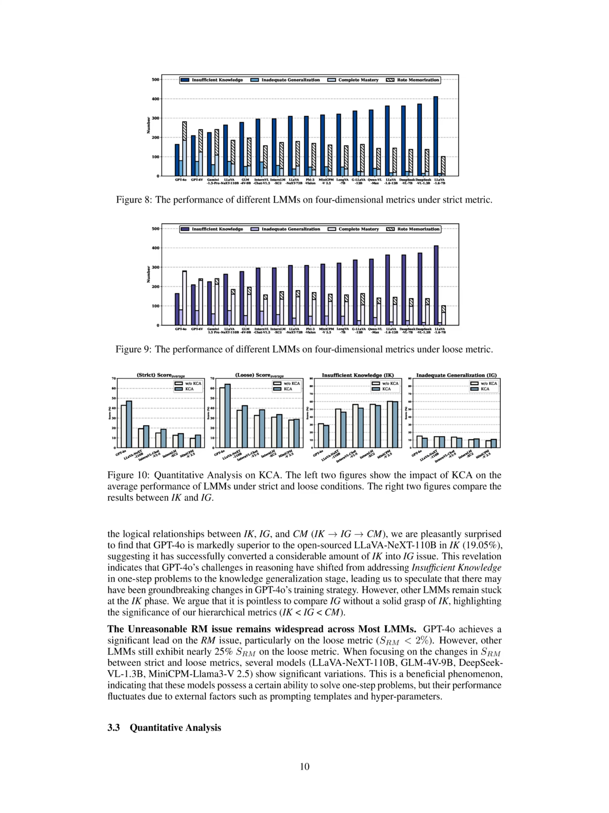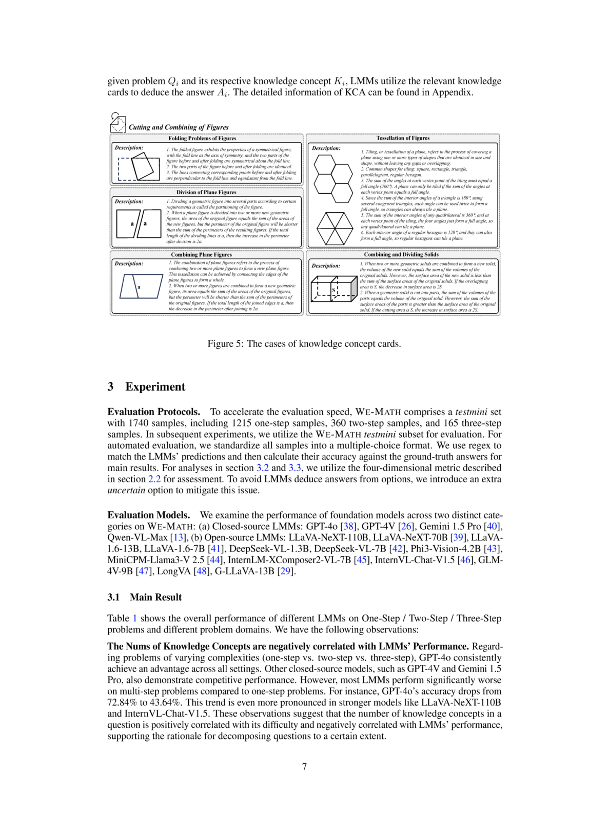3. Most LMMs struggle significantly more on multi-step problems compared to one-step problems, with GPT-4o's accuracy dropping notably from 72.84% to 43.64% on multi-step problems. 4. Larger parameter scales in LLMs generally lead to better generalization abilities in visual mathematical reasoning tasks, indicating the importance of the text decoder's parameter scales.